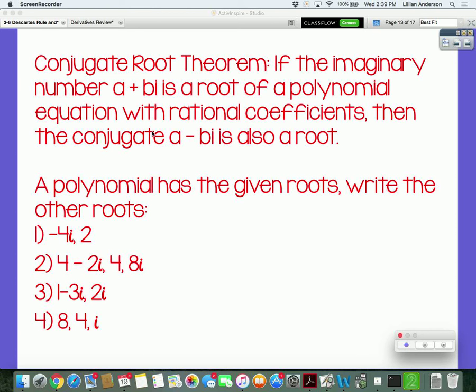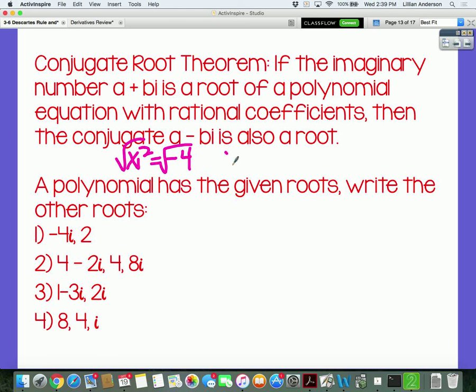Is that because we already have imaginary numbers? Exactly. Think about it, if you have x squared equals negative 4, I think this is from your homework, when you took the square root, it was x equals plus or minus what? 2i. So you have a positive 2i and a negative 2i. Imaginary numbers always come in pairs. One's a positive, one's a negative.